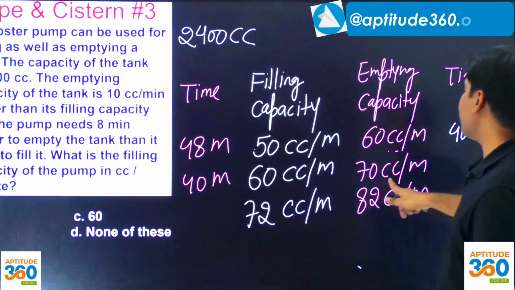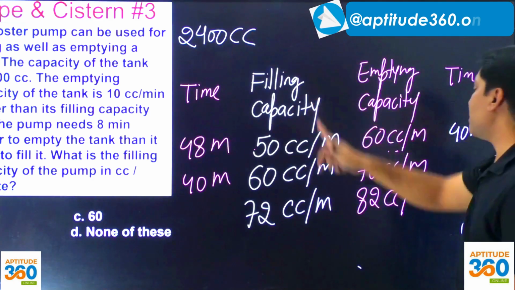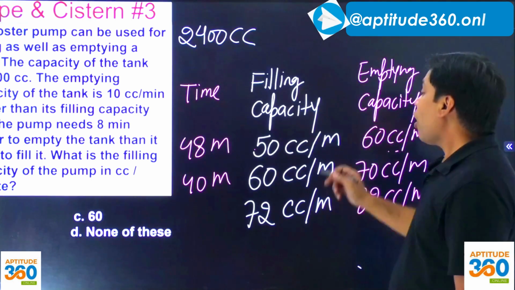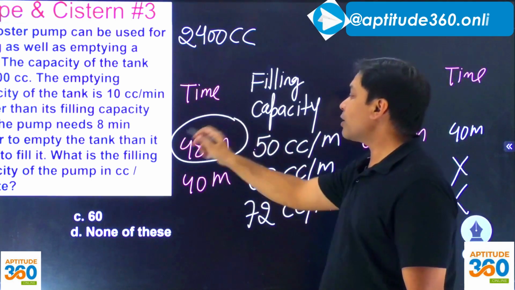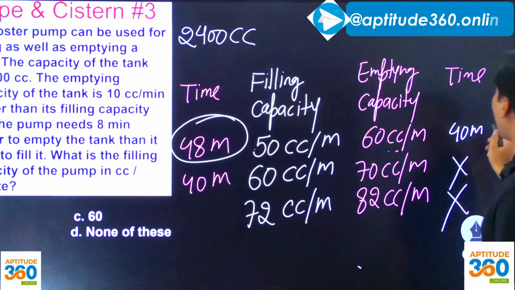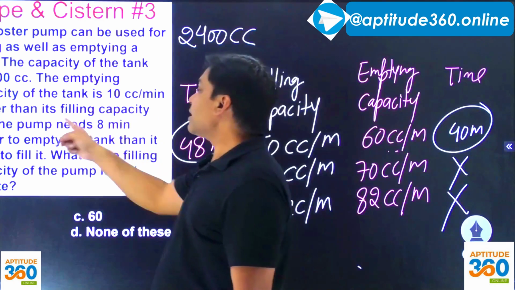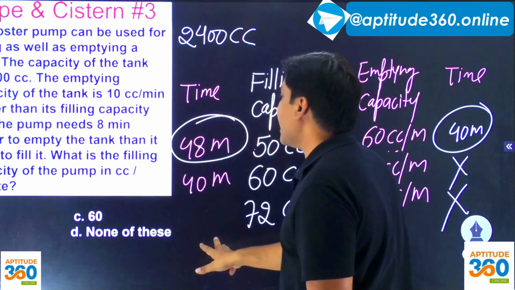2400 cannot even be divisible by 70 and cannot be divisible by 82. तो मेरे हिसाब से तो ये दोनों आंसर होने भी नहीं चाहिए. और अगर आप ये देखो कि भरने में आपको अगर 48 मिनट्स लगता है और खाली करने में इस टैंक को 40 मिनट्स लगता है, प्रॉब्लम यही तो कह रहा है ना आपसे. इट्स फिलिंग कैपेसिटी इज गोइंग टू बी 8 मिनट्स.